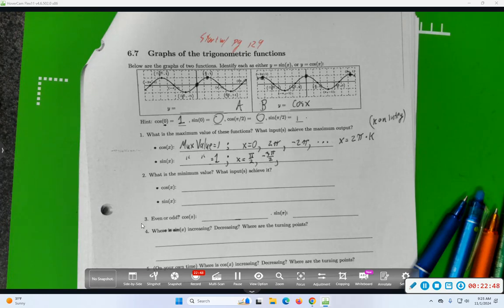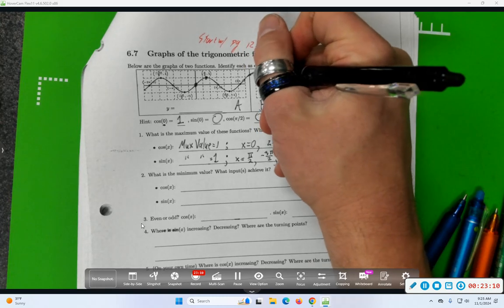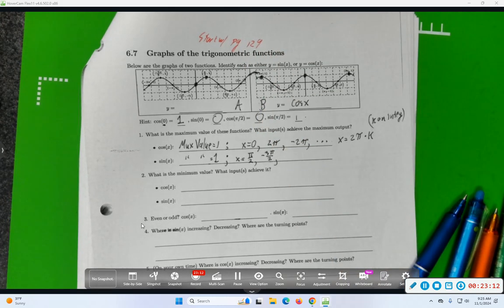I hear 3 pi over 2. Does that match up with the graph? What's the y value at positive 3 pi over 2? Negative 1. So you've accidentally given me the worst possible answer. You've minimized. There are more, right? You can see it's going to go up and it's going to turn around at some point and come back down.